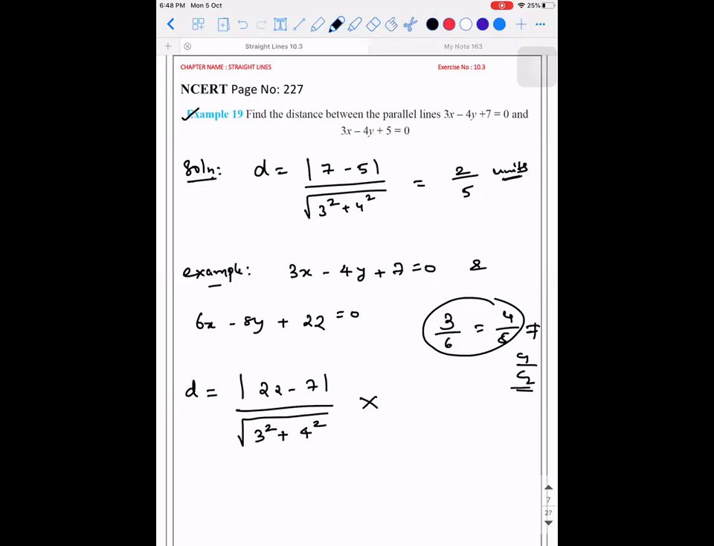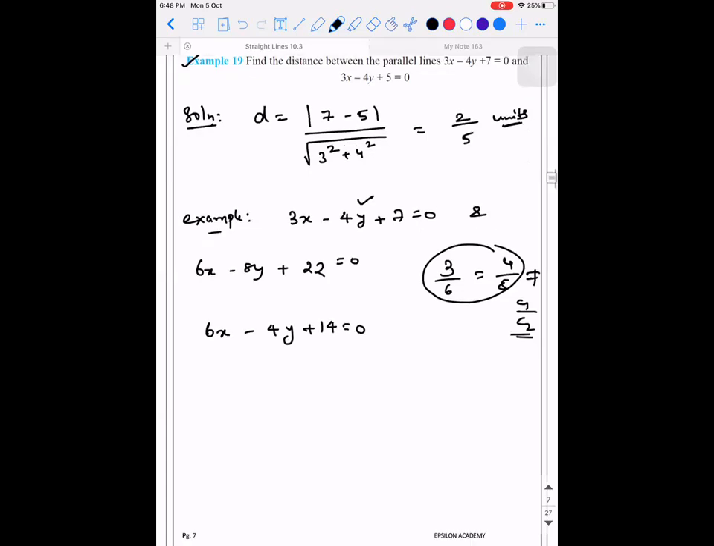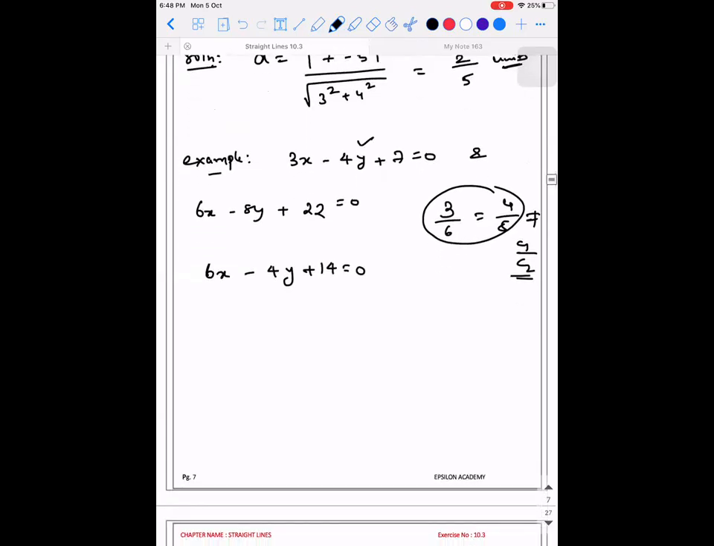Okay, how can the distance between two fixed lines have different distances? It's not possible, no? So for that to happen, what is the first thing we need to ensure? Either convert the first line in terms of second or the second in terms of first. So what we can do is if you multiply the first equation with 2, you will get 6x minus 4y plus 14 is equal to 0. Right. Now you can apply the formula because here 6x, here also 6x, minus 8y, here also minus 8y.